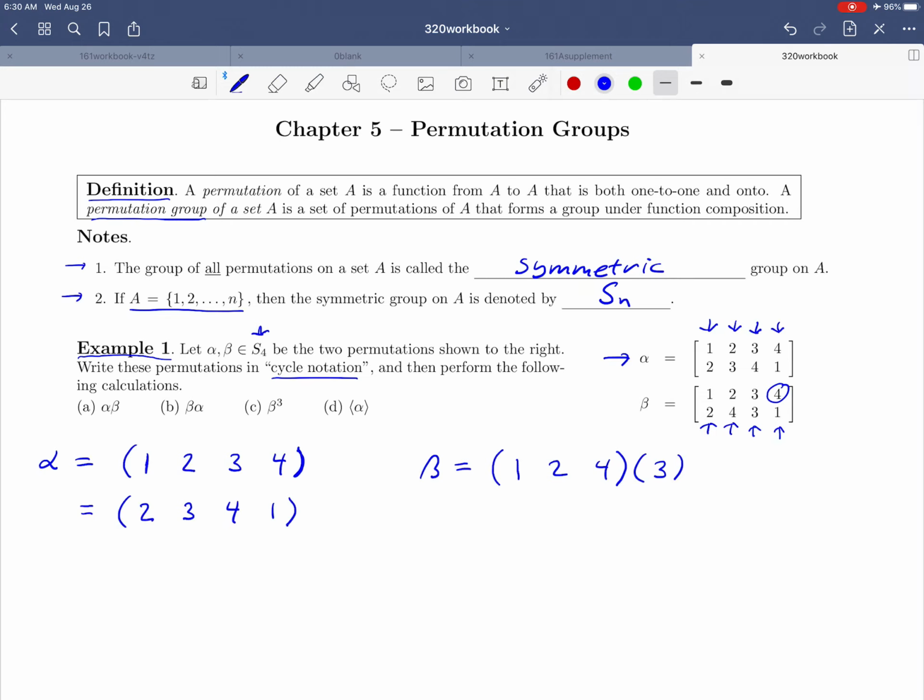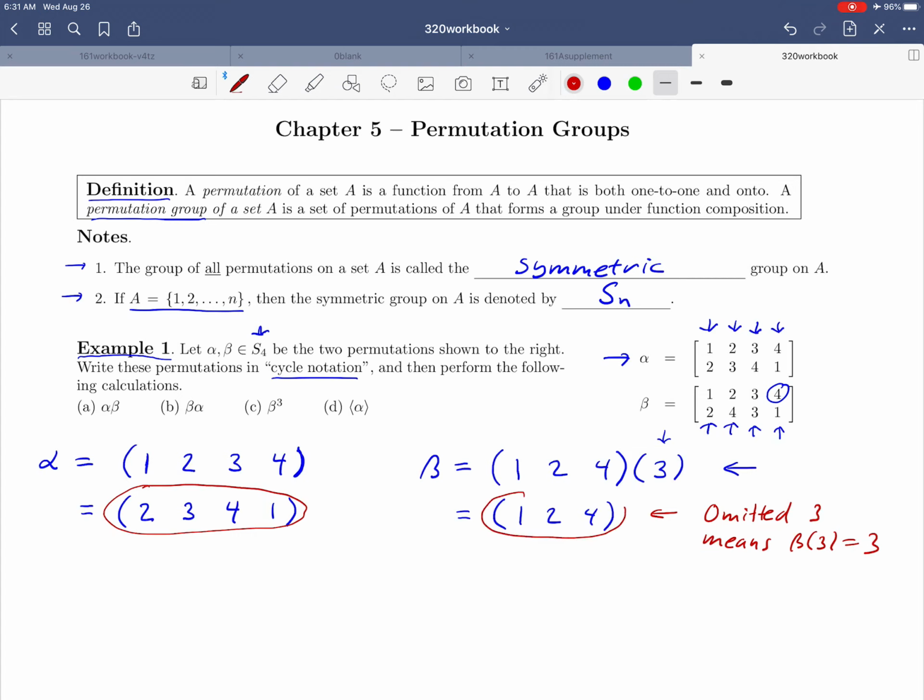Now one comment on notation here. This is a perfectly okay way of representing the permutation beta, but it's customary to not write down 1 cycles. So in other words, the 3 that you see here, it's customary to just leave that out and just write 1, 2, 4. By leaving the 3 out, the understanding is that 3 maps to itself. That's an important comment, so I'm going to write it down. So we could say it this way, maybe the omitted 3 means that beta of 3 is equal to 3. And so I'm going to circle these 2. Those are the cycle notations that we came up with for the permutations alpha and beta.